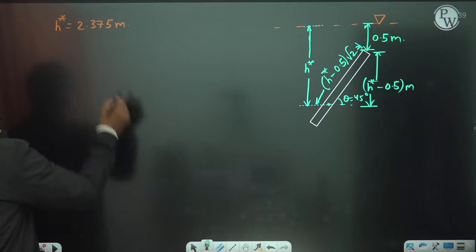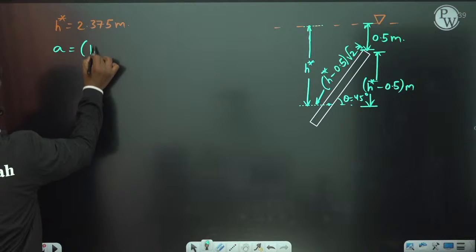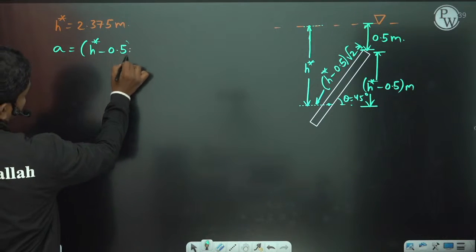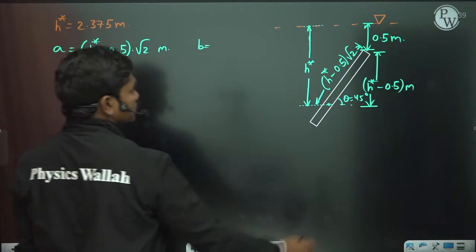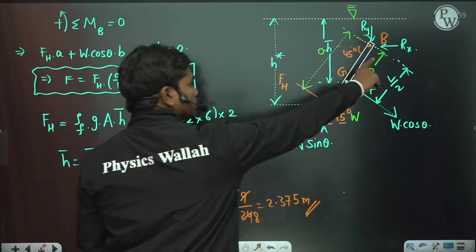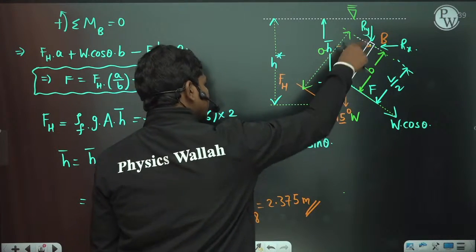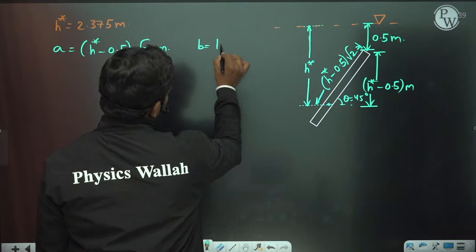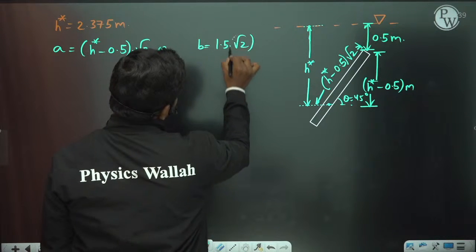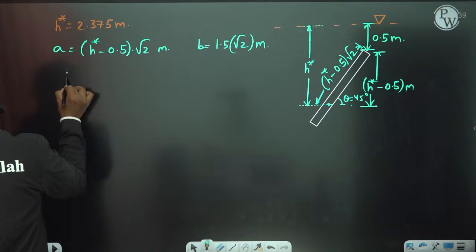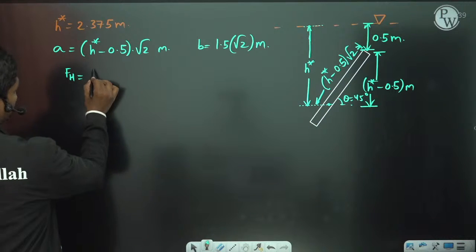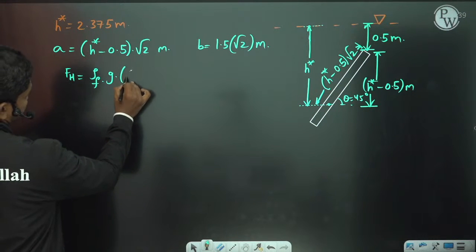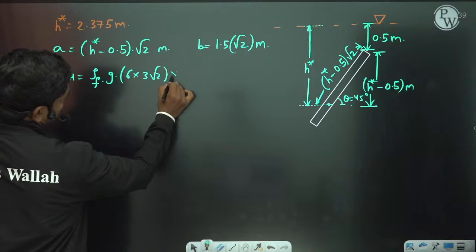So if you substitute, A value is equal to h star minus 0.5 times square root of 2 meters. Of course B is how much? B is actually half of this length. This is B, half of the length, so the total length is 3 root 2, so B is 1.5 times square root of 2. And what about FH? FH is density of fluid times g into 6 into 3 root 2 times 2. This is what you have here.